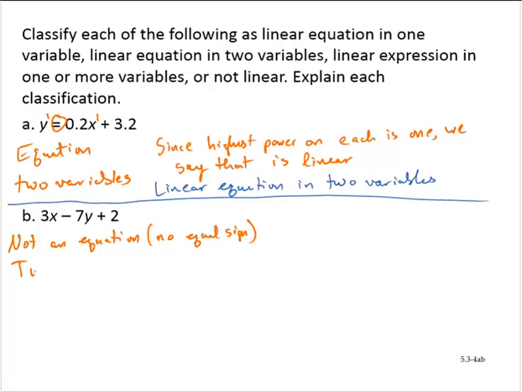So that means it's an expression. We do see two variables, and the highest power on x is the first, the highest power on y is the first, so we would say it is linear. So we have then a linear expression in two variables.